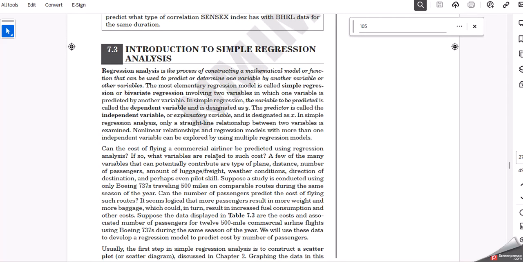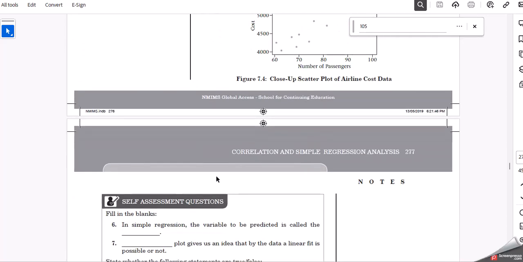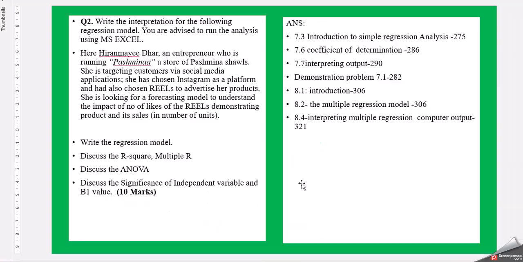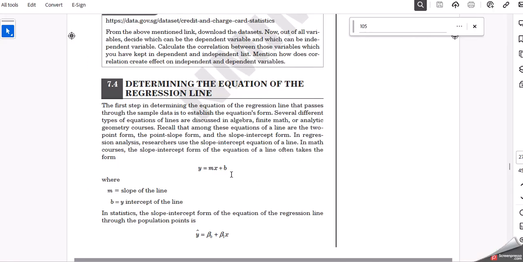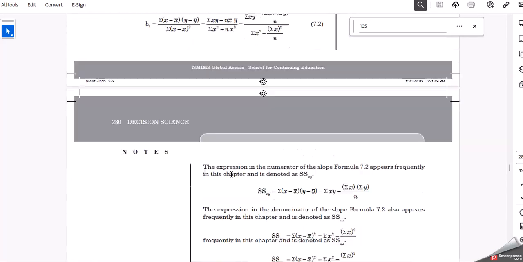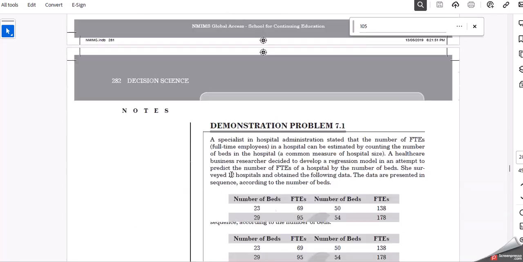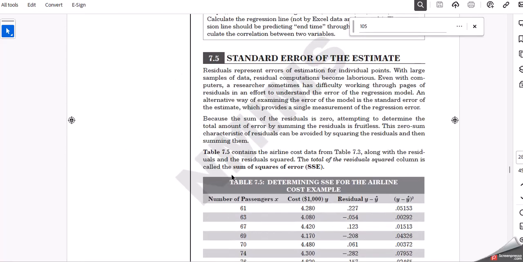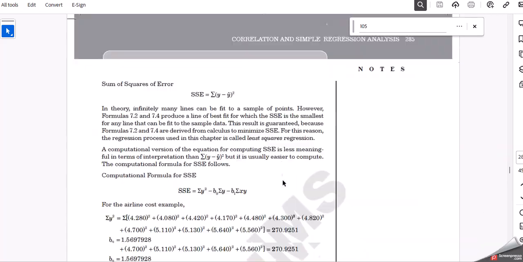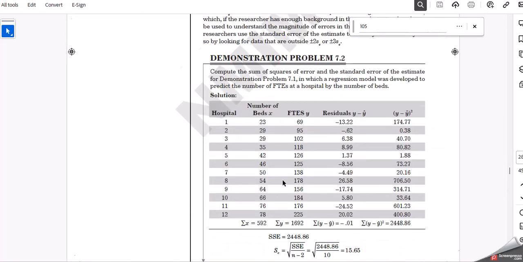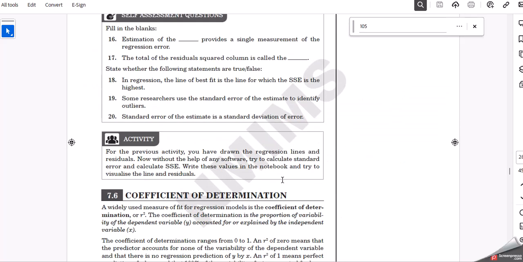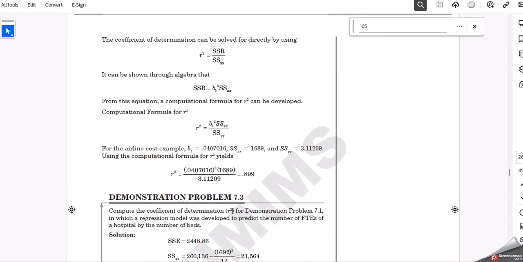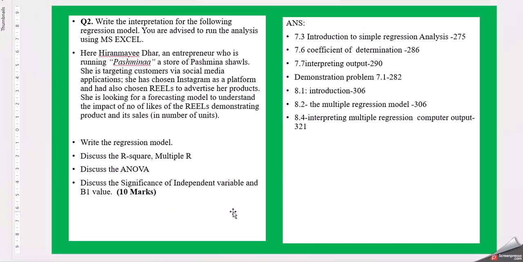7.3, introduction of a simple regression analysis. This is where it gives you a very simple formula for how the regression is. Then you have 7.6, coefficient. Standard error of the statements. Okay, currently we don't need that, but it's good to know. Coefficient of determination. This part of it you can write, some portion of theory.